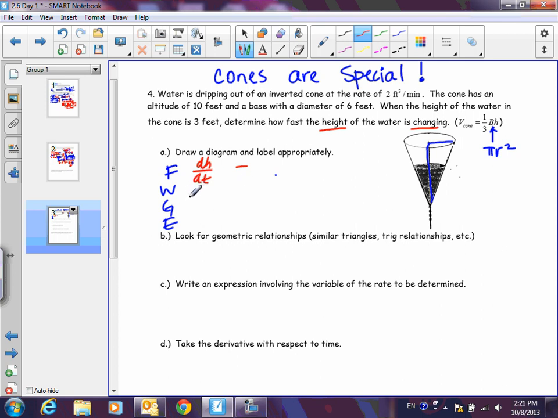All right, what about the when? When the height equals 3. Now the other givens, okay, let's look at this one. What was 2 cubic feet per minute? How did you know it was volume? Volume is also going to decrease. So we're going to have -2 cubic feet per minute.